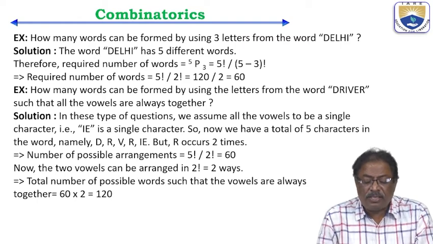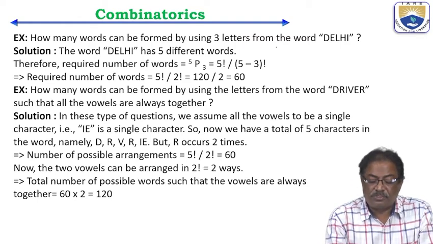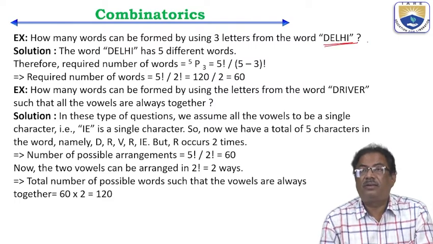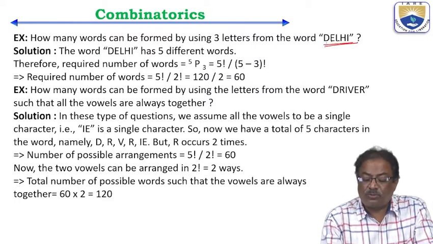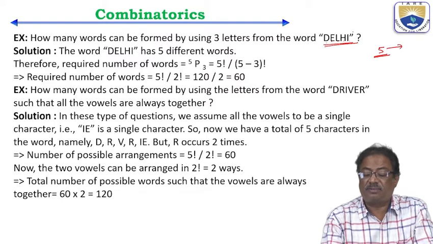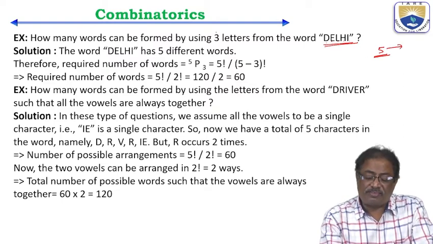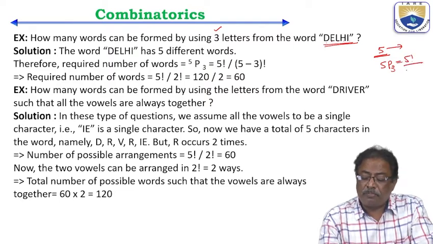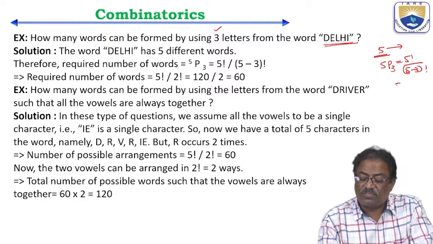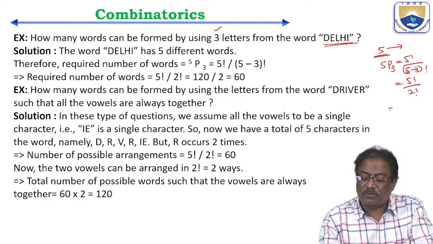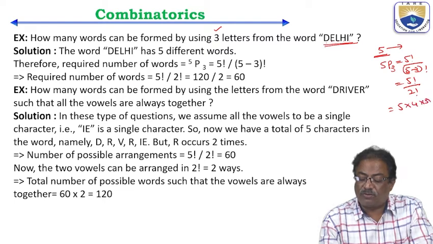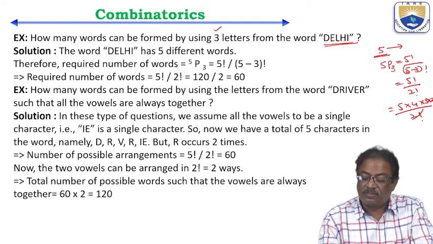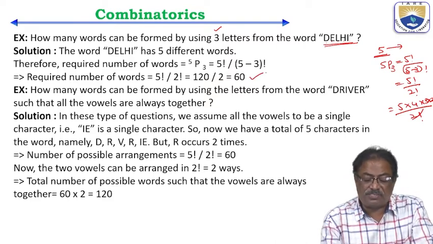Now the other one: how many words can be formed using 3 letters from the word DELAY? Here 1, 2, 3, 4, 5. This has 5 letters, and all are distinct. So how many ways can I form 3-letter words? Here 5P3, which is nothing but 5 factorial by 5 minus 3 factorial, which equals 5 factorial by 2 factorial. So it is 5 into 4 into 3 into 2 factorial by 2 factorial. Subsequently, it is nothing but 60.